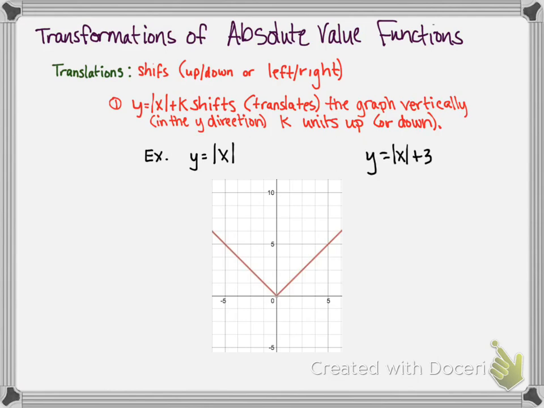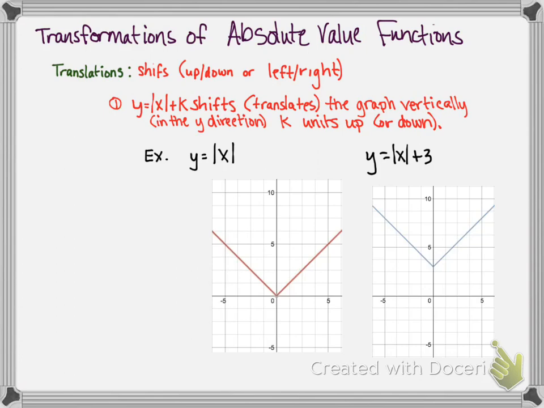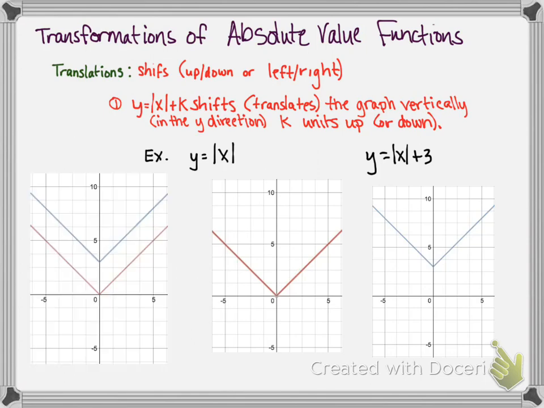Then let's look at the function y equals the absolute value of x plus 3. The graph looks like this, where the vertex and all points on the graph are translated up 3 units. It's easier to compare this transformation if you have both graphs on the same coordinate plane. So here you can see that the blue graph is the red graph shifted up, or translated up, 3 units.